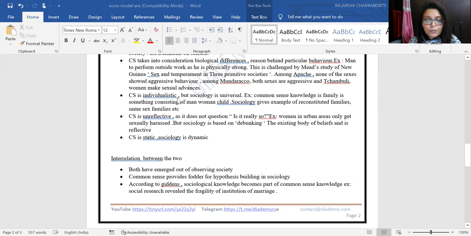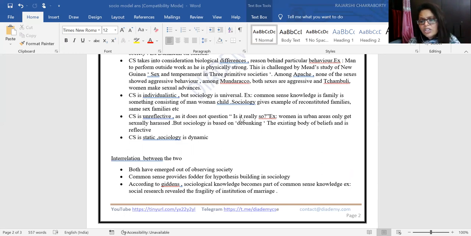Second, again, common sense is the fourth point, it's individualistic, but sociology is universal. For example, a person will say that family will consist of only a man, woman, and his child. But recently you have reconstituted families where people are living with their single parent, or you have same-sex households where lesbian and gay couples are adopting children. So sociology is universal. It cannot say that a family will be something like that. Also, among the Nayars of South India, they have the concept of Tharavad, where, you'll read in your paper too, the woman stays in her brother's house and they have visiting husbands.